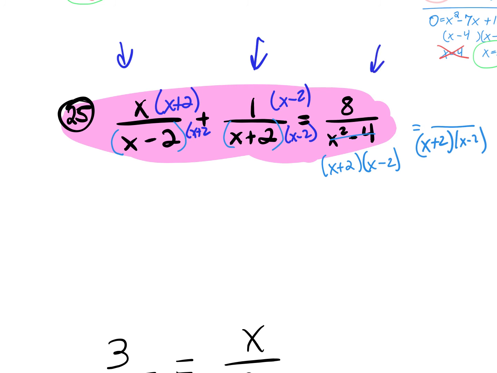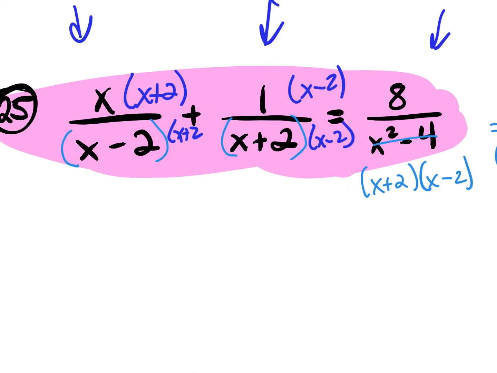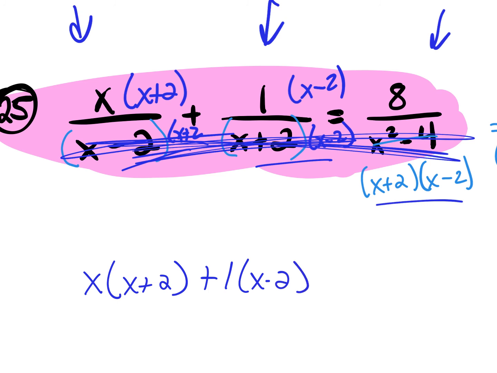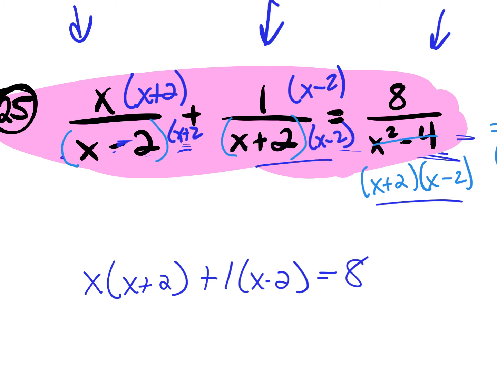Do I have to multiply the numerator by anything? No. So have we created equivalent fractions? Do all 3 of them now have the same denominator? Yes. So what can I do to all those denominators? Cross them off. So I'm left with x times x plus 2, plus 1 times x minus 2, equals 8. Does everybody see that? Once you get them to be equivalent, just cross the denominators off. You don't need them anymore. And then you just solve like you would a regular quadratic.